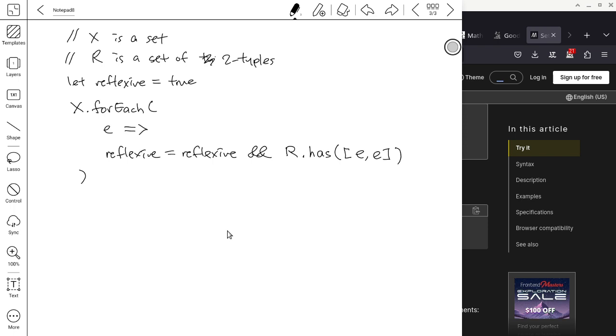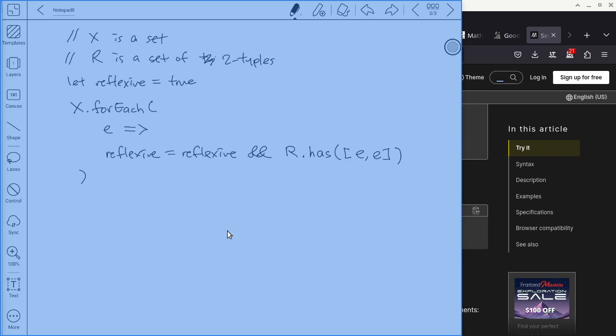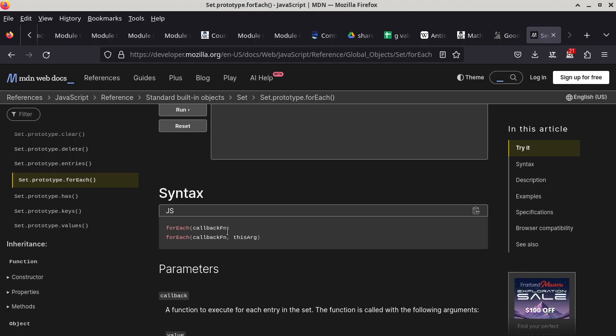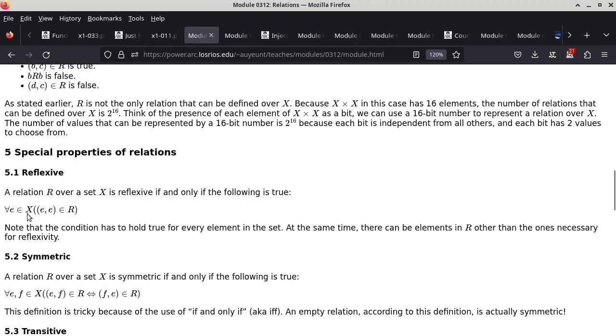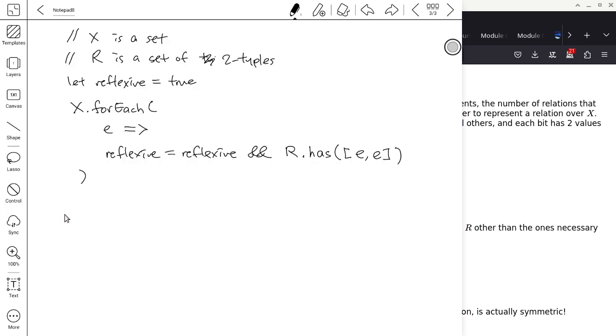Okay, so I have just created code to implement the same thing as the reflexive property in the notes here. So let me switch back to the notes. Where's my note? There we go. So this thing here just translates to the code that we see here.